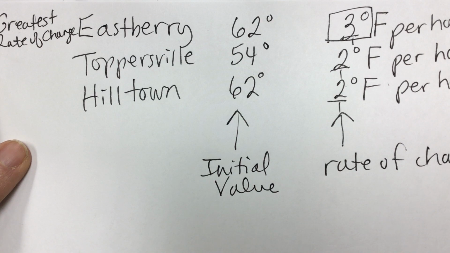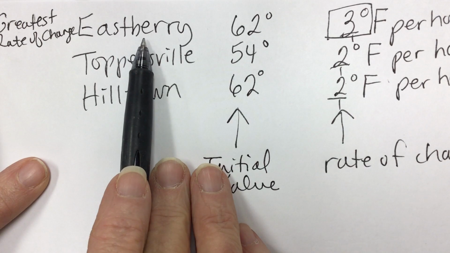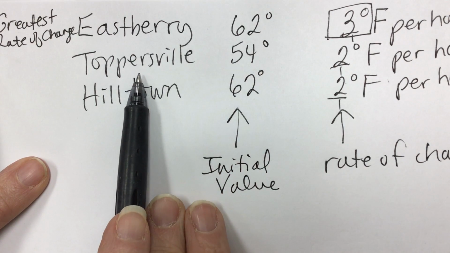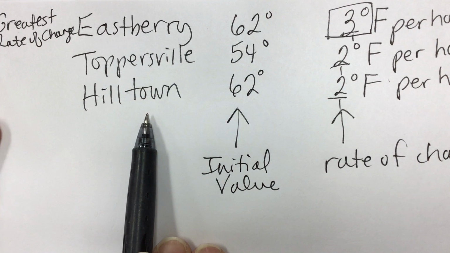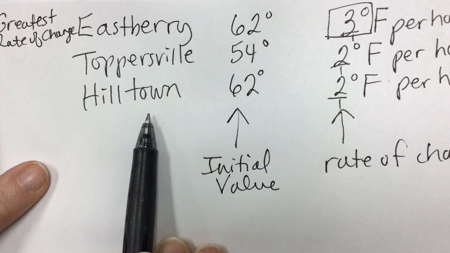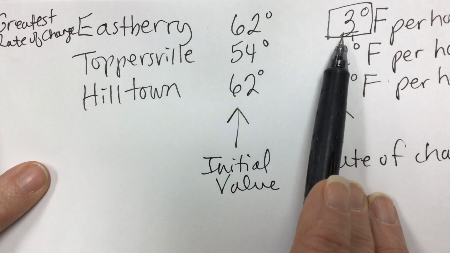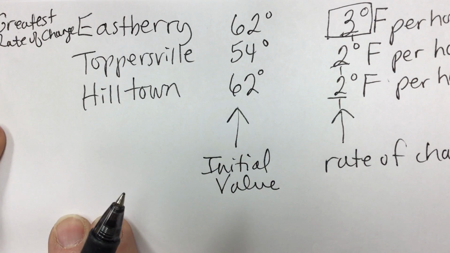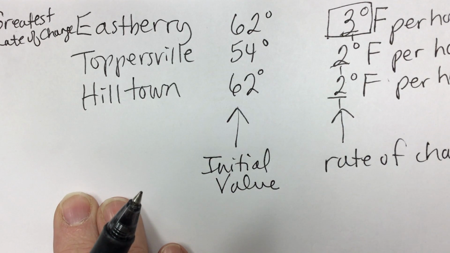Now, what does that rate of change being the greatest mean? It means that Eastbury, the temperature is warming up faster than Toppersville or Hilltown by having the greatest rate of change. Eastbury is warming up faster than in Hilltown or Toppersville.